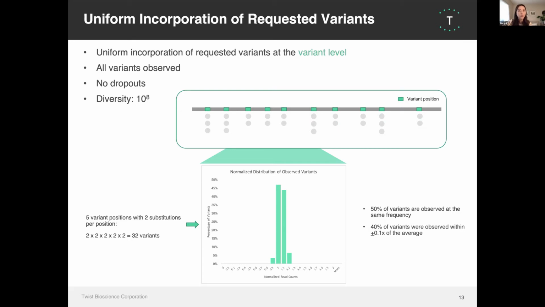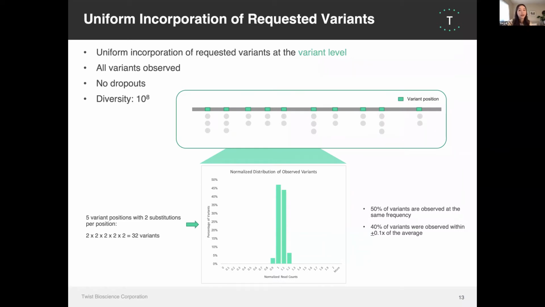So in a perfect world, the normalized distribution of each variant would be 1. And what this means is that if we have 100 reads and there are 4 variants, we would expect to see 25 reads mapping to each variant. Everything would be observed at the same frequency. However, this is unavoidable due to limitations in either oligo synthesis, sequence complexity, PCR amplification, or NGS.